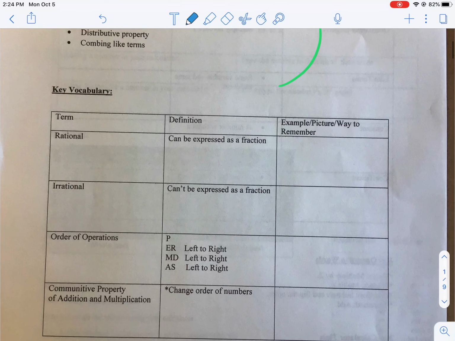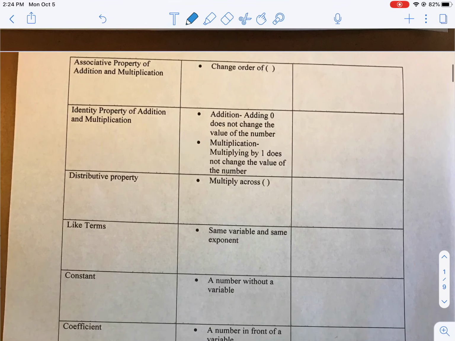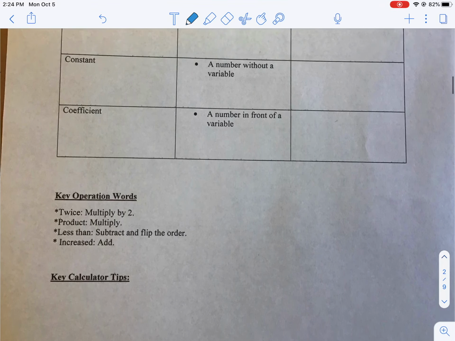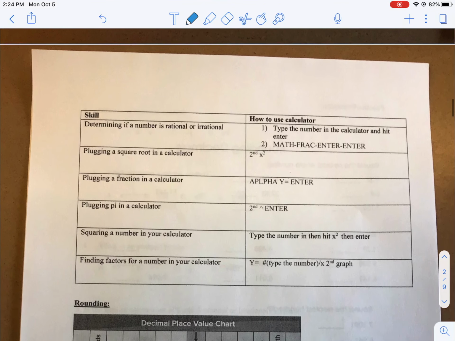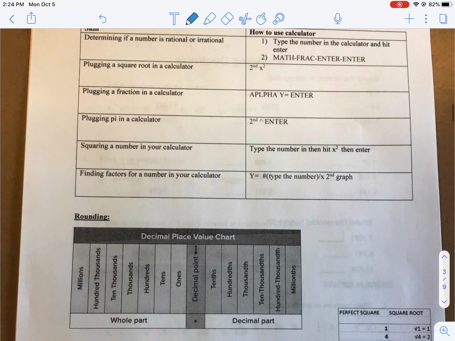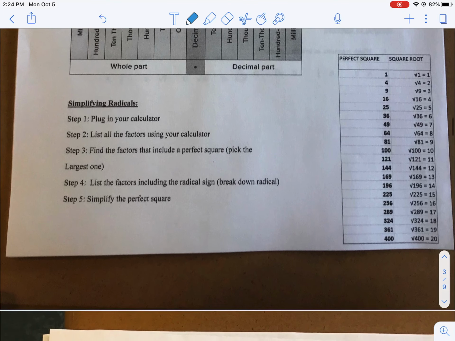So we put some key vocabulary words here. Definitely two important ones to know: irrational, irrational. Make sure you know those definitions. And then we also have some of our property terms here for you, and then our calculator tips. We'll go through a few of these as we talk through today. And of course, our most famous rounding, tenths, hundredths place.